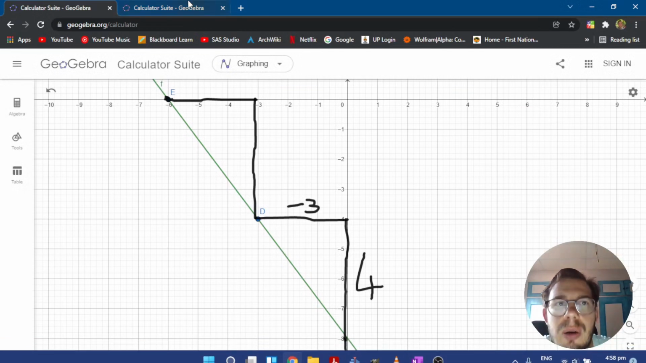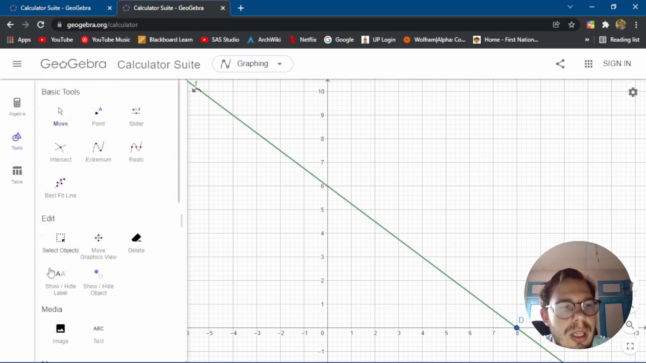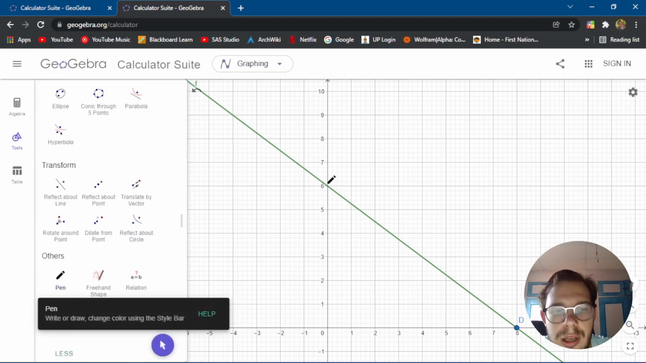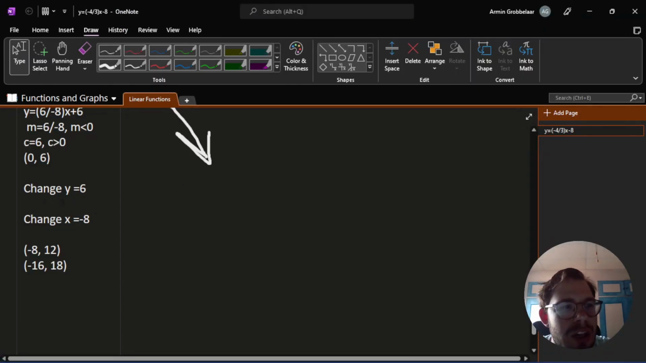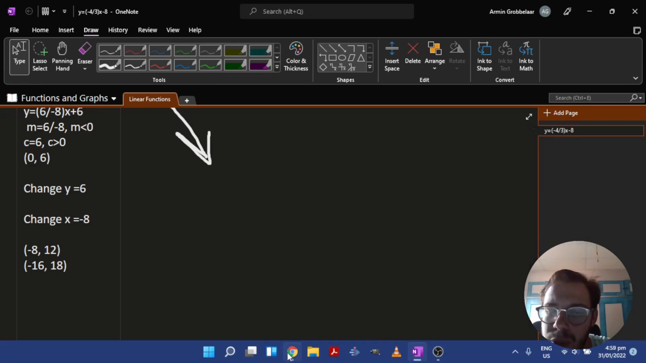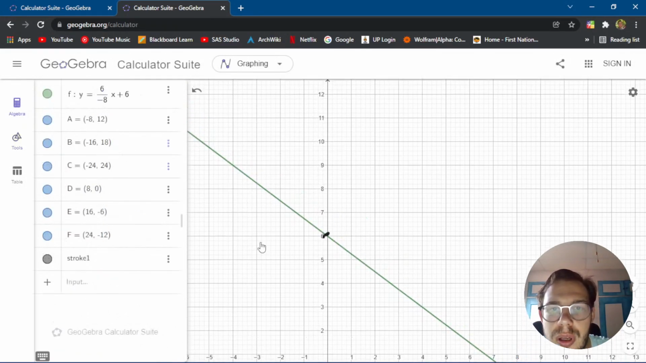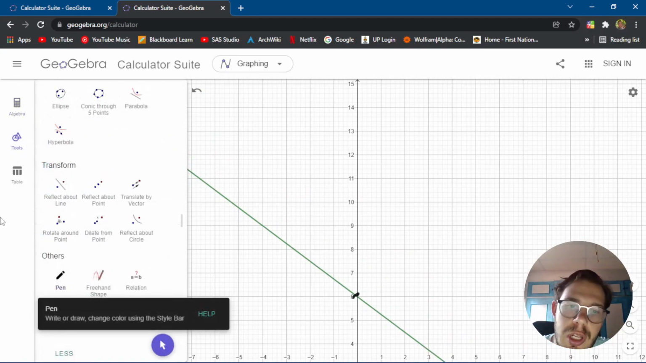So we go to our second graph. Here you can see it's y is equal to 6 divided by minus 8 x plus 6. So now we can begin. So here we have the point (0, 6). That's our y-intercept. So now you can see that the change in y is 6 and the change in x is minus 8. So because we have a positive change in y, we're going to move up, and because we have a negative change in x, we're going to move to the left.